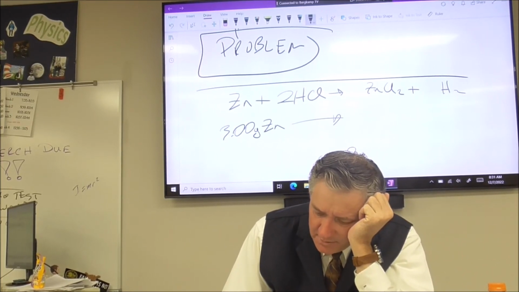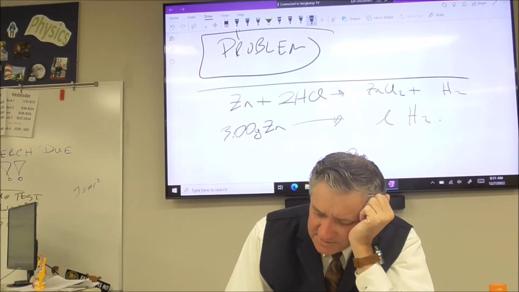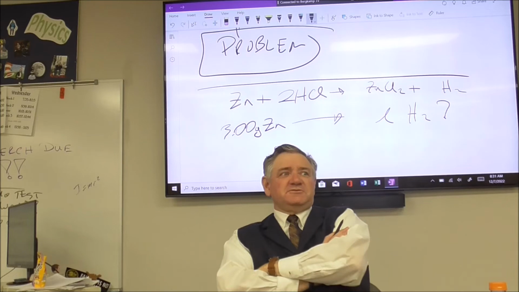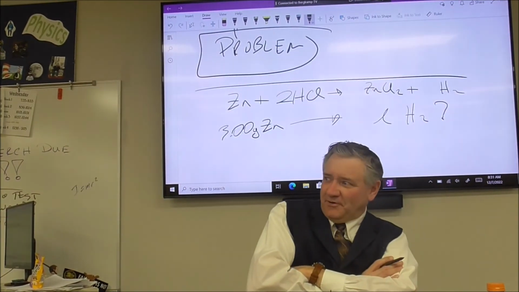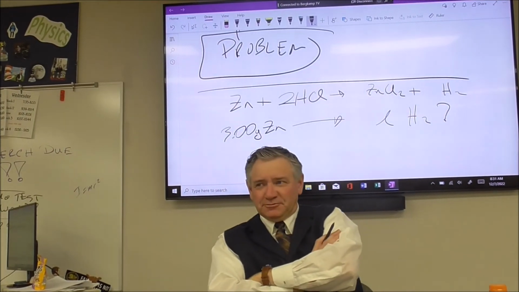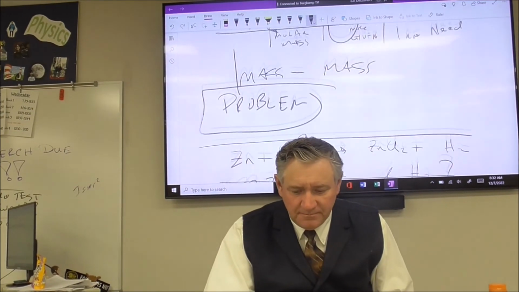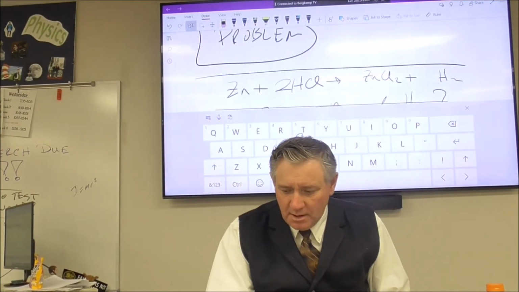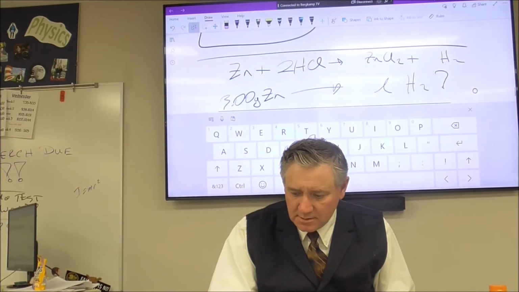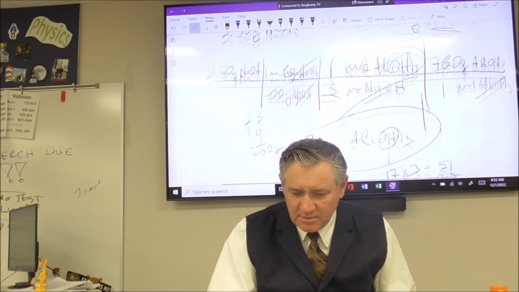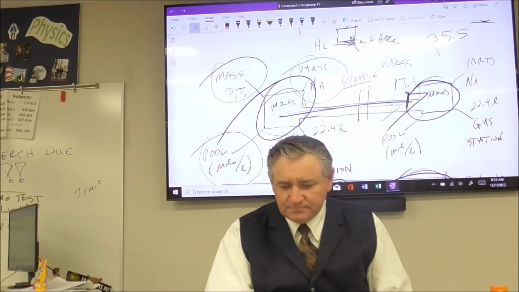So we're going to react 3 grams of zinc. And I want to know how many liters of hydrogen gas I should produce. Ooh, this is a new twist. We haven't talked about volume of gas produced. This is kind of cool. But if you go back to this visual, this is where it's going to get a little bit different.